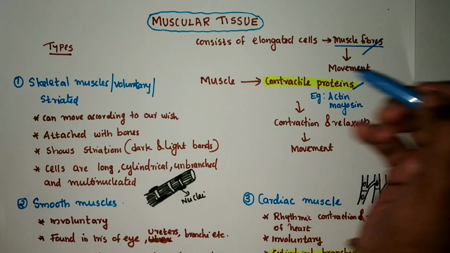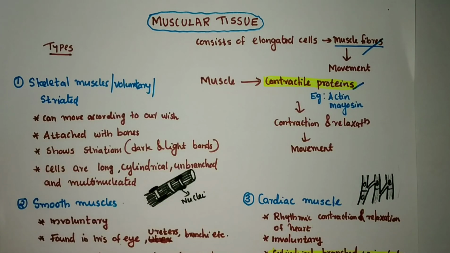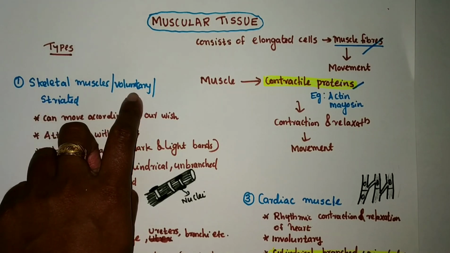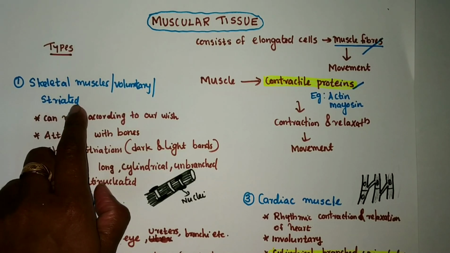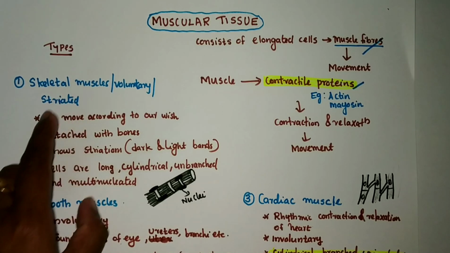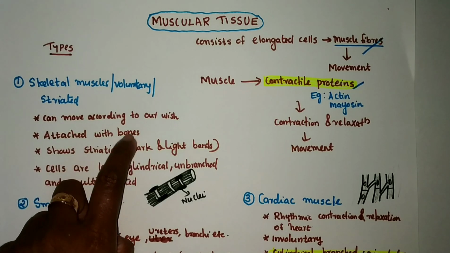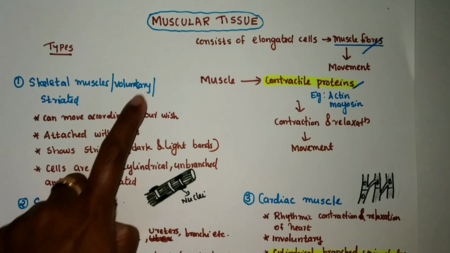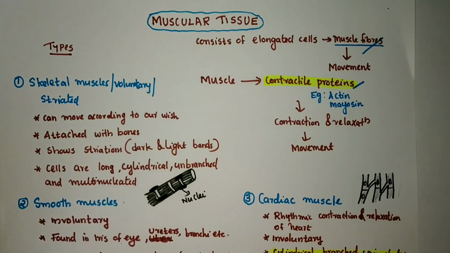Next we will discuss different types of muscle fibers. There are three types: skeletal muscles, smooth muscles and cardiac muscles. First we will discuss skeletal muscles, also known as voluntary muscles and also known as striated muscles. Why is it called skeletal muscle? Because these muscles are attached to bones. Why voluntary? Because according to our wish we can move these muscles, like the muscles in our fingers.